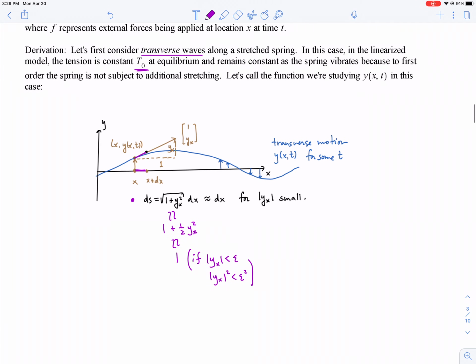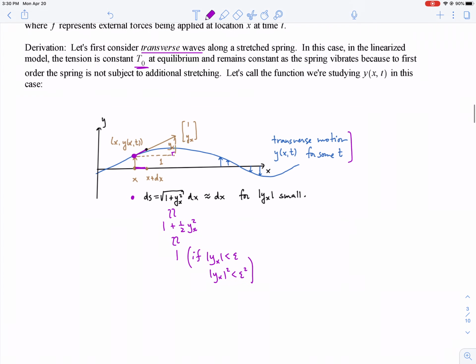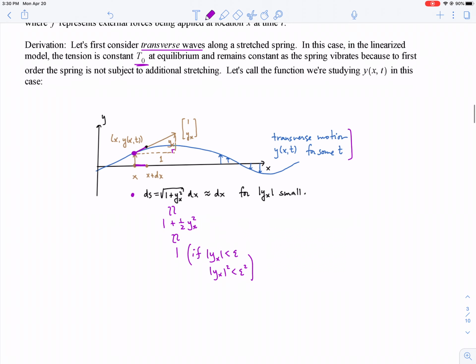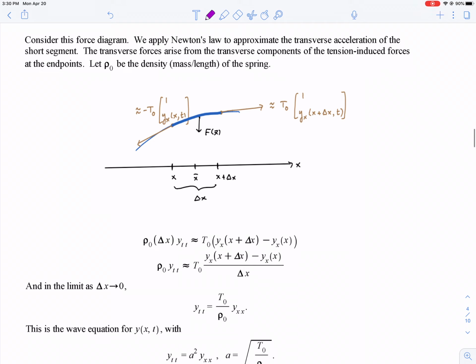Okay, and then the other thing I labeled in this picture is the tangent vector to the graph at the point x, y of x,t. We're calling y of x,t the vertical displacements. And the tangent vector is parallel to (1, y sub x), just using the tangent approximation. Okay, so let's derive the wave equation.